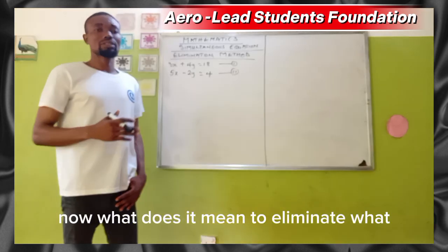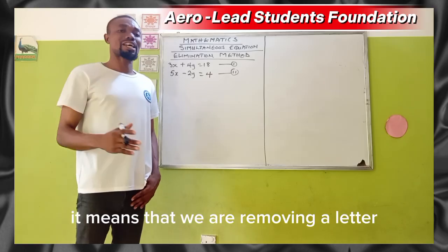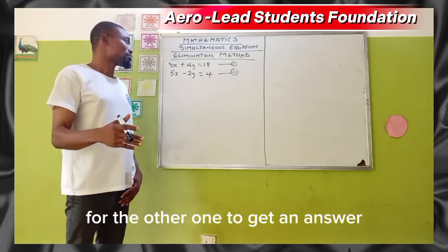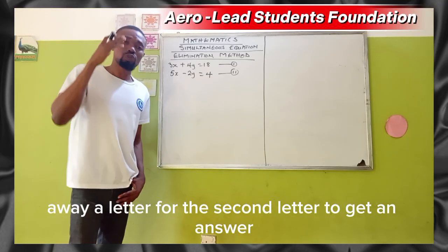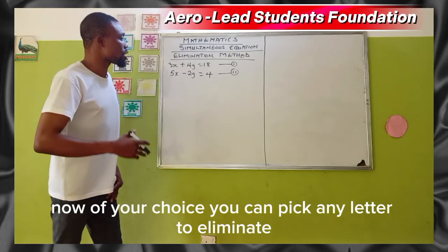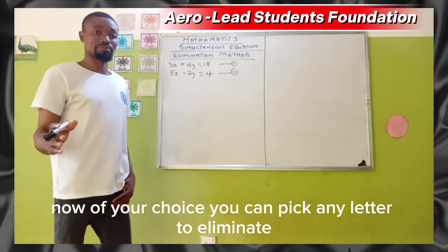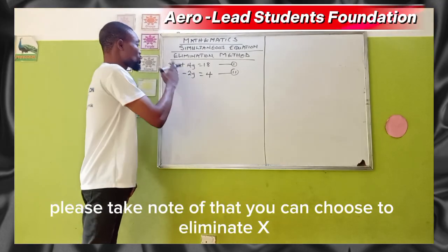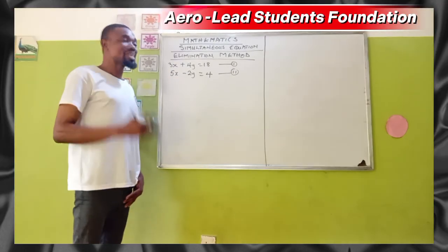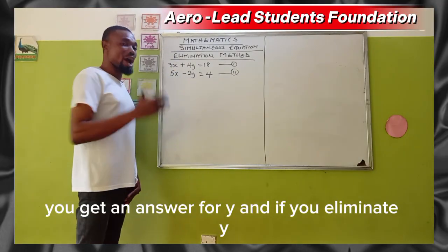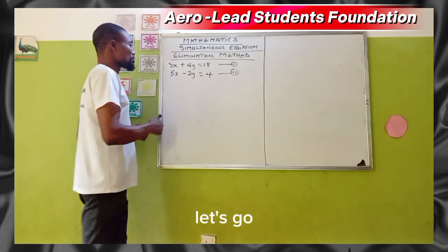Now, what does it mean to eliminate? It means that we are removing a letter for the other one to get an answer, or we are cancelling away a letter for the second letter to get an answer. Now, of your choice, you can pick any letter to eliminate. Please take note of that. You can choose to eliminate x, you can choose to eliminate y. Meaning, if you eliminate x, you get an answer for y, and if you eliminate y, you get an answer for x. Now, let's go.